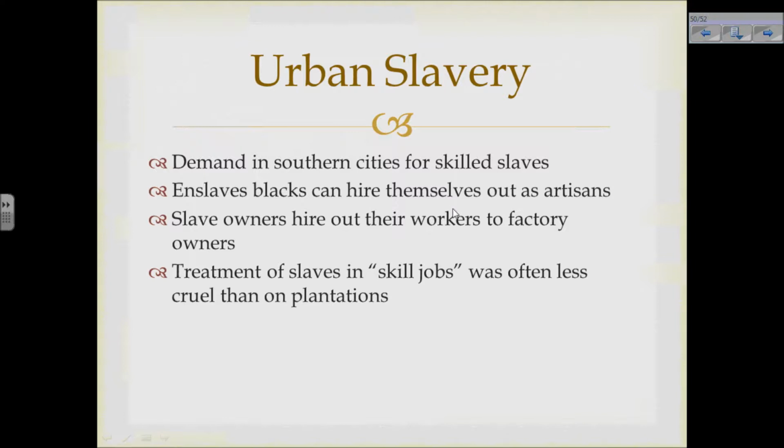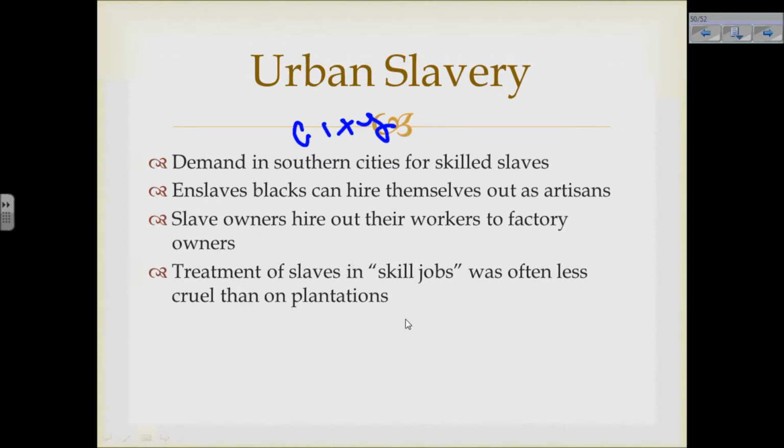You've also got some instances of urban slavery, or slavery that would take place in the city. Some slaves were skilled. They were carpenters, for instance. And there were some southern cities that had manufacturing jobs. So some enslaved blacks would actually hire themselves out as artisans. Now, in a lot of cases, they wouldn't be allowed to keep their money. The money would go back to the owners. So slave owners, more often than not, would be the ones hiring out their workers to factory owners.